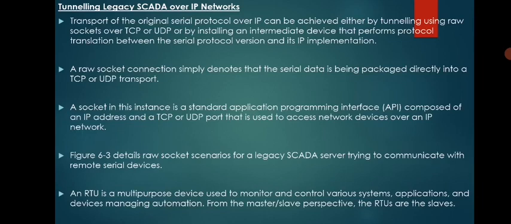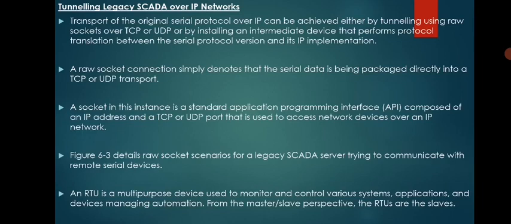A raw socket connection simply denotes that the serial data is being packaged directly into a TCP or UDP transport. A socket in this instance is a standard application program interface, composed of an IP address and a TCP or UDP port, that is used to access network devices over an IP network. Figure 6.3 details the raw socket scenario for a legacy SCADA server trying to communicate with remote serial devices.